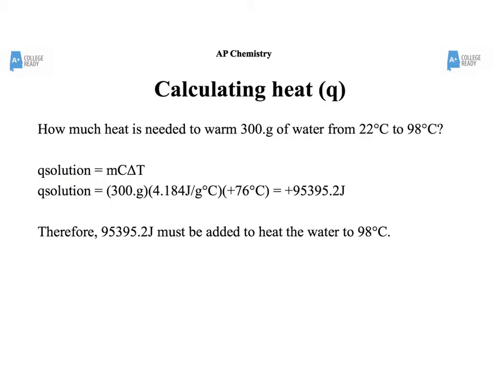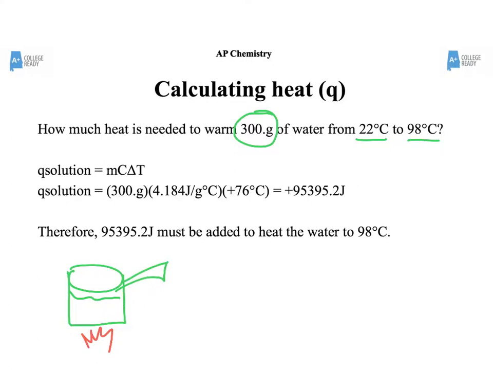So let's look at an example. We are going to heat up some water. We're going to take 300 grams of water, and we want it to go from 22 degrees Celsius, close to room temperature, to 98 degrees Celsius, almost boiling. So imagine we have a pot, and in the pot we're going to put some water, and below the water we're going to add a heat source. The question is, how much heat do we need to add to that water to change the temperature from 22 degrees Celsius to 98?